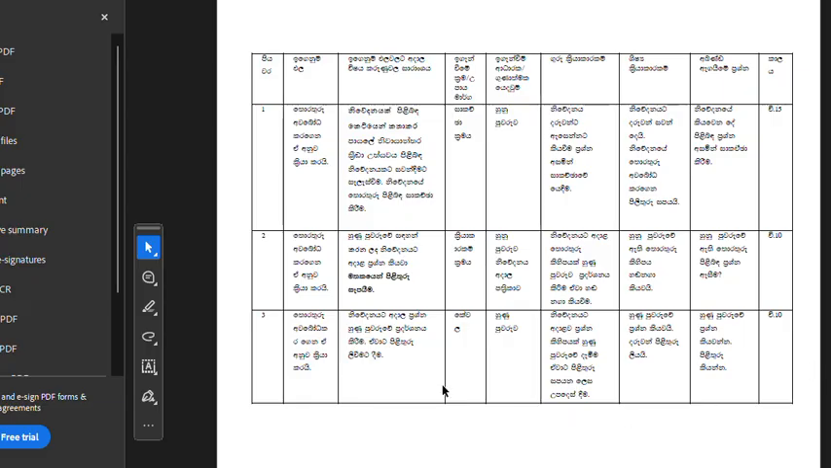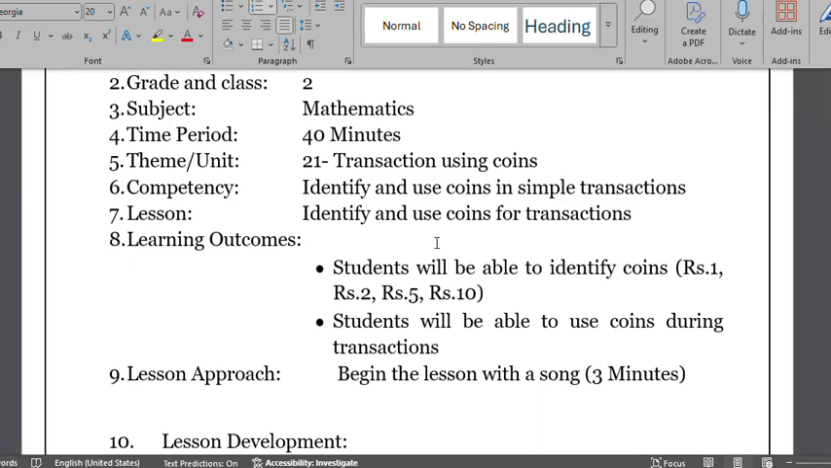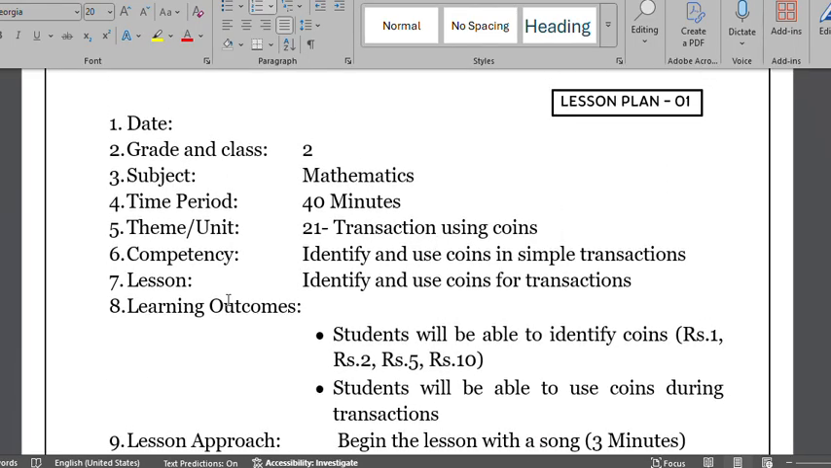So they have given a table here, so you want to prepare this kind of lesson plan. Here these are the topics, so consider. Here I have mentioned transaction using coins, the theme for unit 21, maths for grade 2. The time period is 40 minutes, and you can also mention what time it starts, like from 9 a.m. to 9:40 a.m.